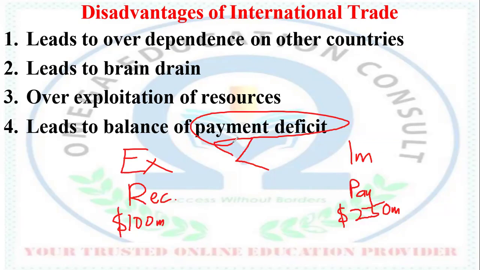So a very good example is this. Ghana buys gas from Nigeria, and Ghana buys on credit, and Ghana is indebted to the Nigerian government as a result of non-prompt payments of gas purchased from Nigeria. Right. So that is what we call balance of payment deficit.